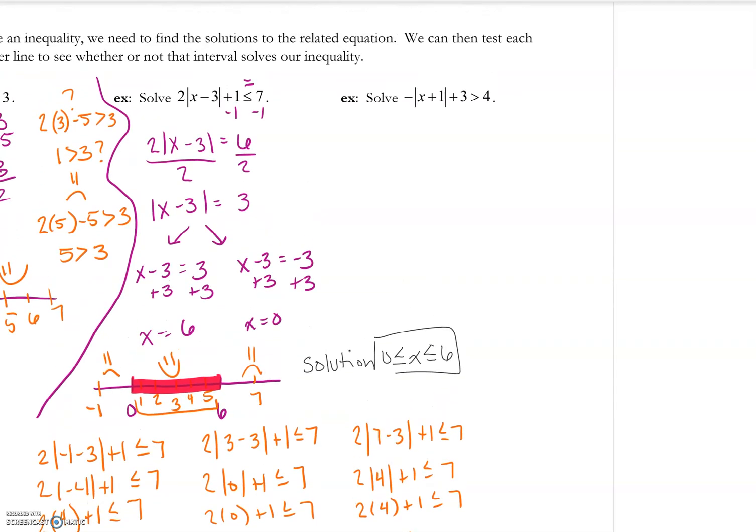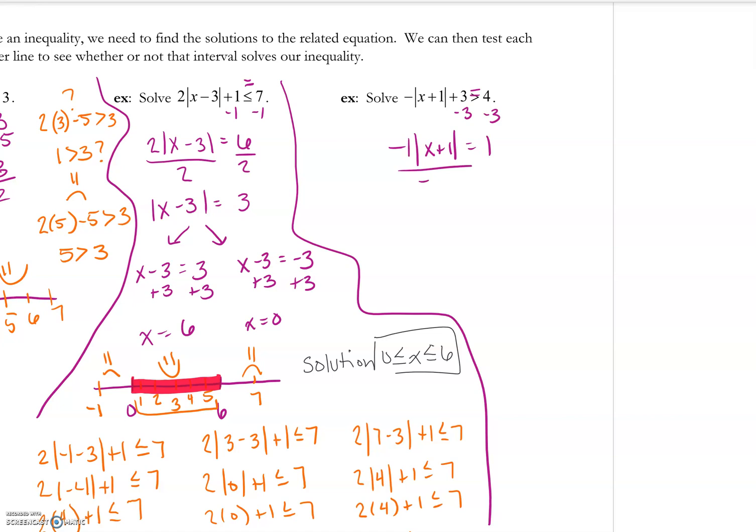Let's try one more together. This time, I'll start by subtracting. I'm going to make this an equal sign and solve just the related equation. Start by subtracting 3, and we get negative absolute value of x plus 1 is equal to 4 minus 3, which is 1. To get rid of that negative on the outside, we'll divide both sides by negative 1 and get the absolute value of x plus 1 equals negative 1.